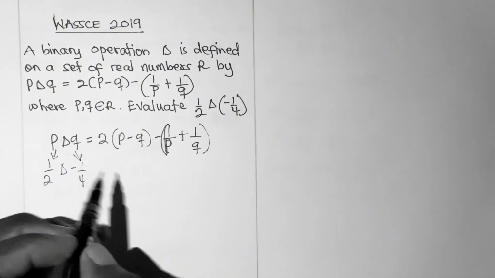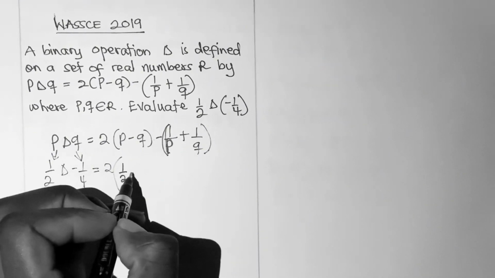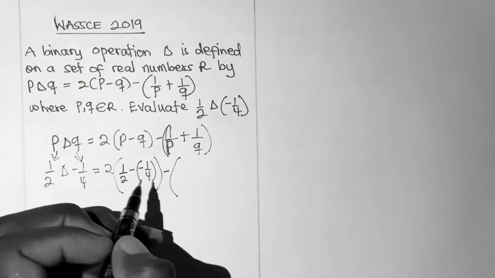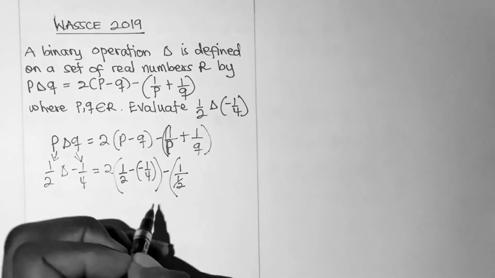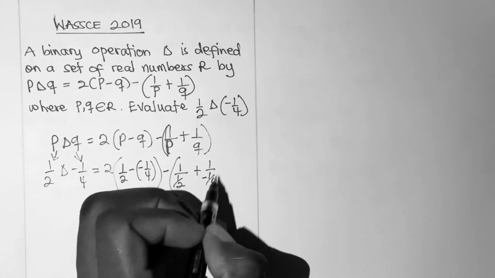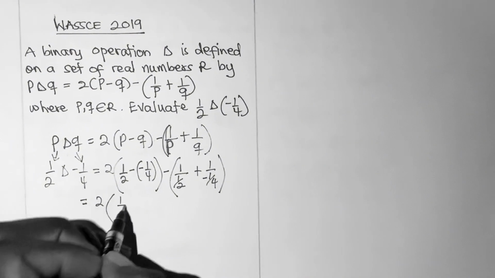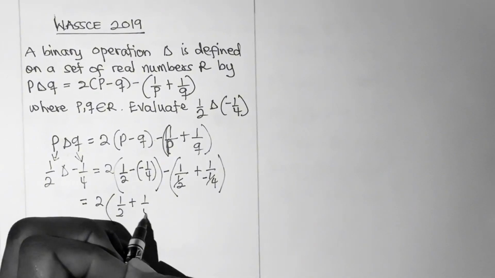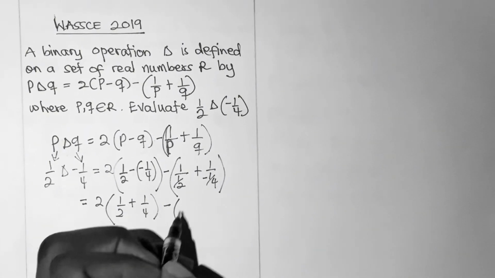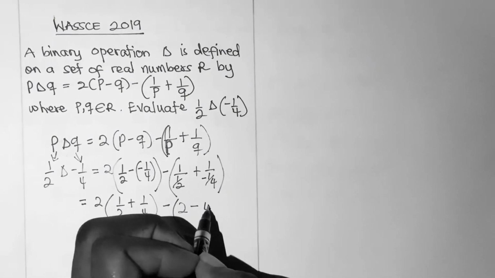Wherever we see Q, put minus 1 over 4. So this becomes 2 times 1 over 2 minus 1 over 4, and then minus into bracket 1 over 2, then plus 1 over minus 1 over 4. So this is equal to 2 times 1 over 2, minus becomes plus 1 over 4, then minus. Now 1 over 2 is 2, then minus 1 over 4 becomes 4.